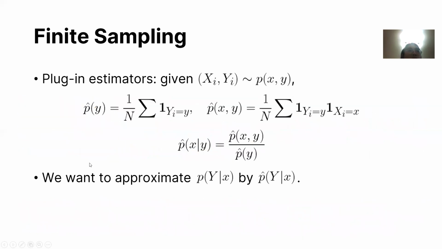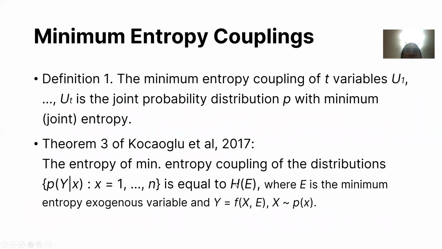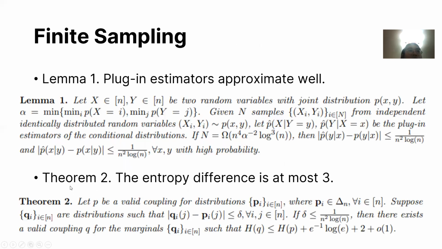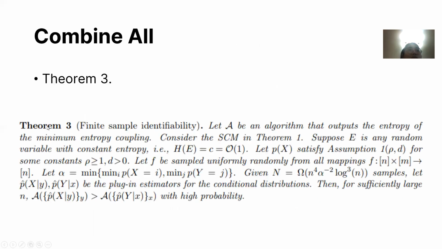So we converted the entropy problem into one of the minimum entropy couplings of conditional distributions, and the following theorem and the lemma show that we can approximate the conditional distributions with their corresponding plug-in estimators, and they work well. So by combining all, we can prove the desired theorem.